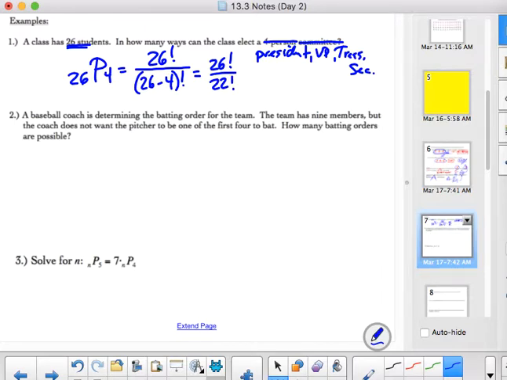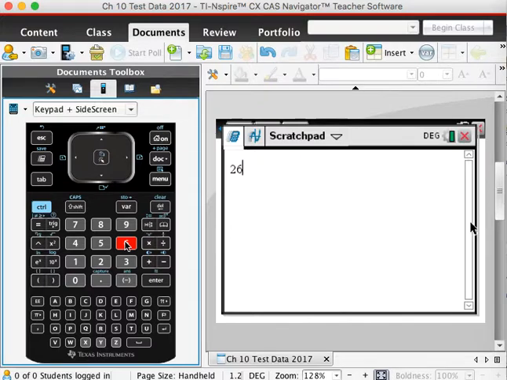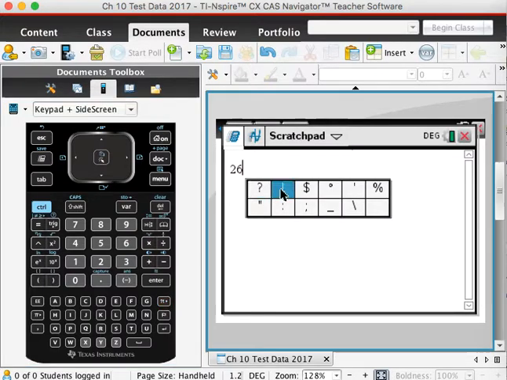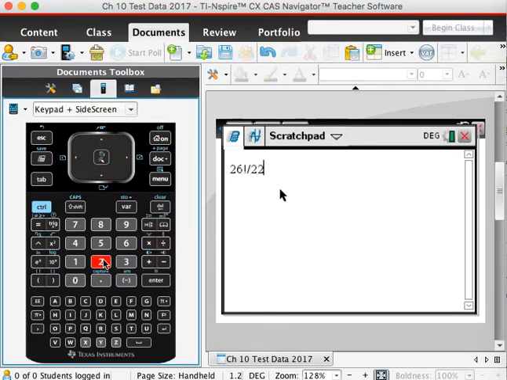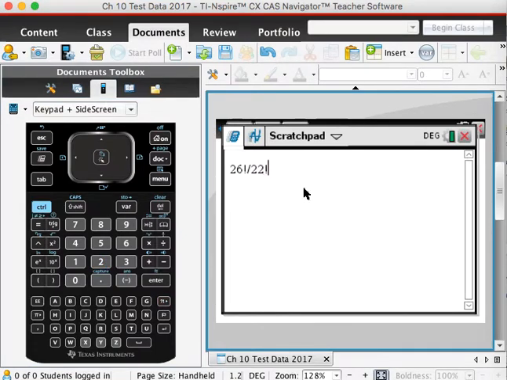A couple different ways you could do this. One is you could just put it into your calculator like that, and that's fine. In fact, let's just do it that way for this problem. Get my calculator out here. Okay, so 26, remember our factorial button is down here. And then we divide that by 22 factorial. 26 factorial divided by 22 factorial.